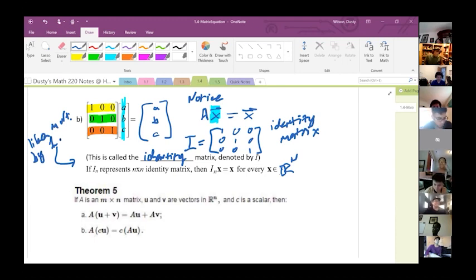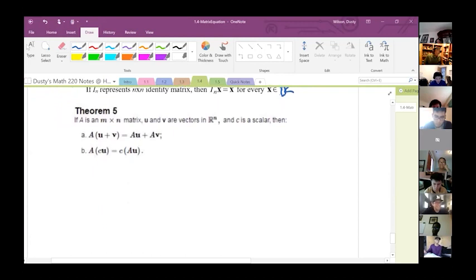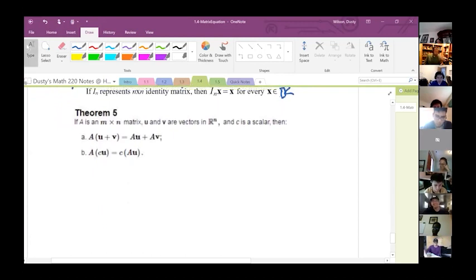Bad jokes aside, let's look at one more theorem here. The point of this next bit isn't because it's complicated, it's because I want to give you another example of a proof. It's a nice way to end the class. So if A is an m by n matrix, and u and v are vectors in R^n, and c is a scalar, then we have these two principles that we can distribute.